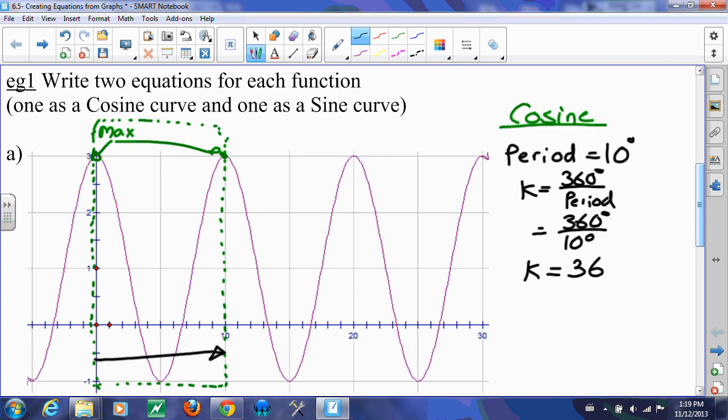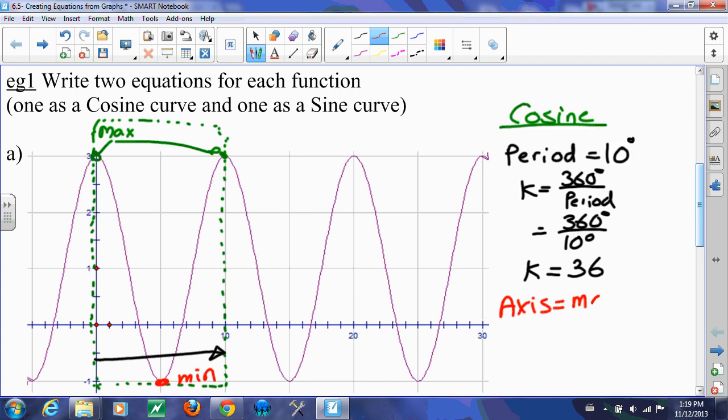Once we know our maximum, we should note that our minimum is down here, and halfway between is our axis. If you're not sure, just remember how to find your axis.